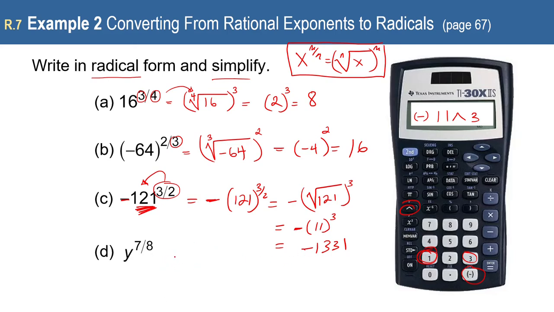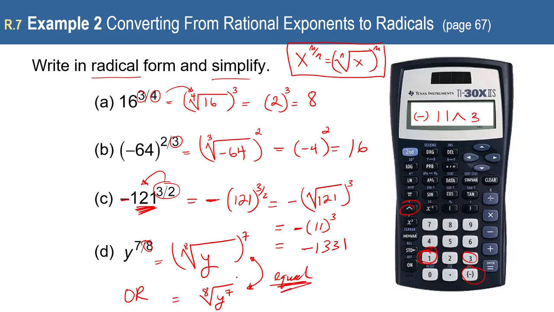In part D, let's rewrite this as a radical. If you ever forget, remember that the denominator is going to be in the index up here, and the y is going to be on the inside with an exponent of 7. This is the 8th root of y to the 7th. You can also write it as the 8th root of y, raised to the 7th. So these two are actually equal. If the 7 is on the outside, that's the same as if the 7 is on the inside. So just be aware, some textbooks use the first format and some textbooks use the second format, but they're equal.